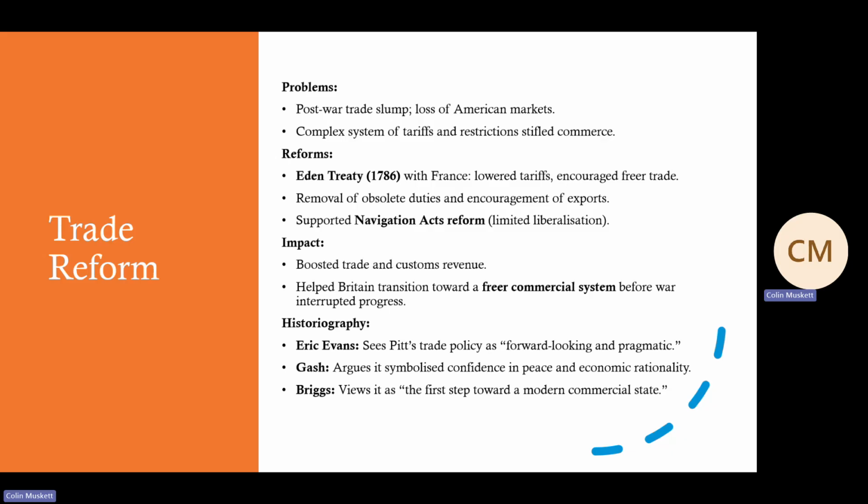So we have the Eden Treaty, brokered with France, which lowered tariffs and encouraged freer trade. He went about removing all of these archaic and obsolete duties, and again supported the Navigation Acts. And what we see from this, of course, is a boost in trade. Okay, and setting up the system of free trade that would become embedded in our government institutions much later on in the century.